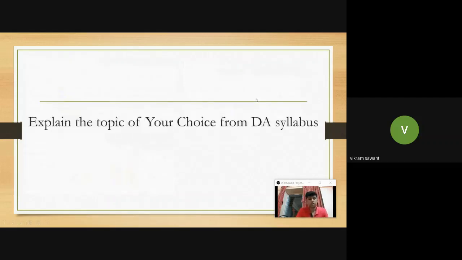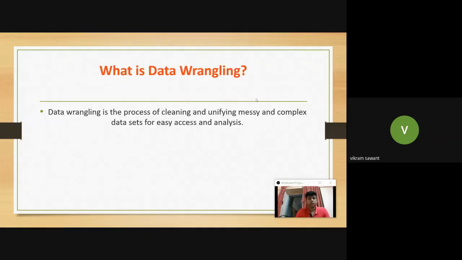Okay, moving on to the fourth question. It is to explain a topic of your choice from DA. So I chose data wrangling. So what is data wrangling? Data wrangling is the process of cleaning, structuring, and enriching raw data into a desired format for better decision making in less time. Data wrangling is increasingly ubiquitous at today's top firms.